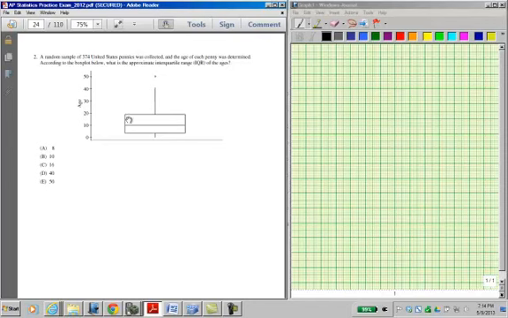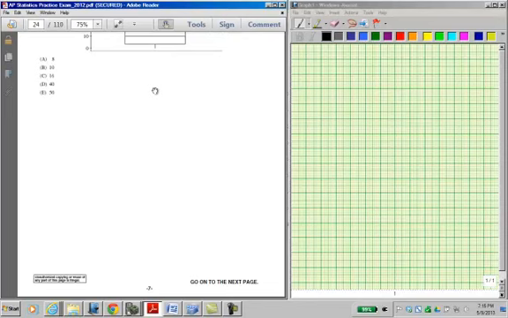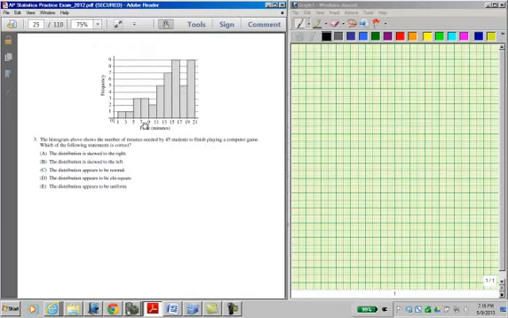The IQR is about 15. So here's Q1, here's the median, and then here's Q3. This is the minimum, this is the maximum, this is the end of the fourth quartile. This is skewed to the left, skewed in the direction of the tail. The tail goes to the left, so it's skewed to the left.